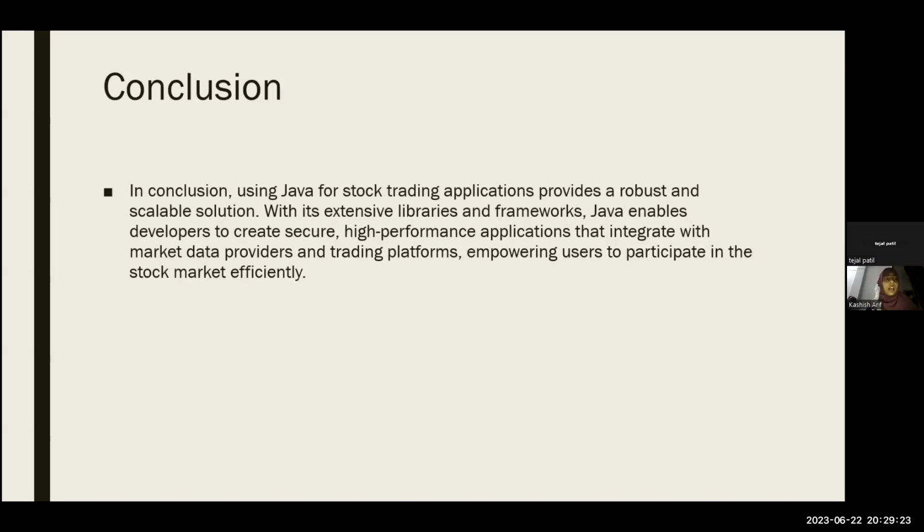In conclusion, using Java for a stock trading application provides a robust and scalable solution. Why is it robust? Because using Java we can easily find errors and debug. With its extensive libraries and frameworks, Java enables developers to create secure, high-performance applications that integrate with market data providers and trading platforms, empowering users to participate in the stock market efficiently.